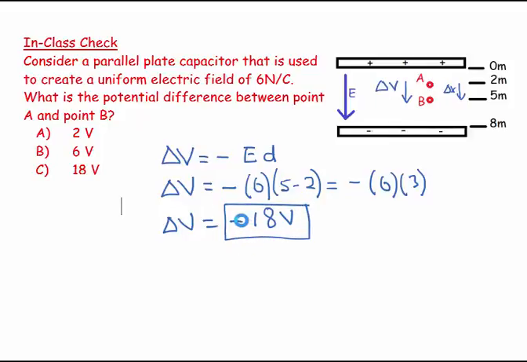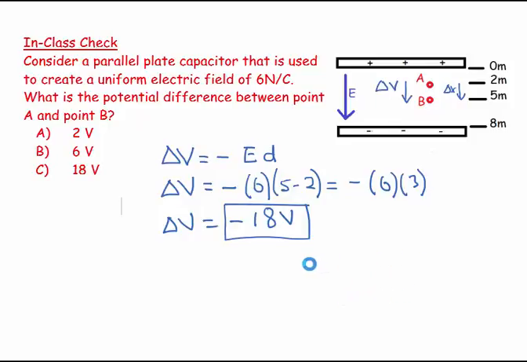Now, what's this minus sign telling me? What the minus sign is telling me is that my displacement, as I'm envisaging it, is in the same direction as my electric field. So going from A to B, the change in potential is 18 volts negative. And if I went from B to A, the potential difference will be 18 volts positive.